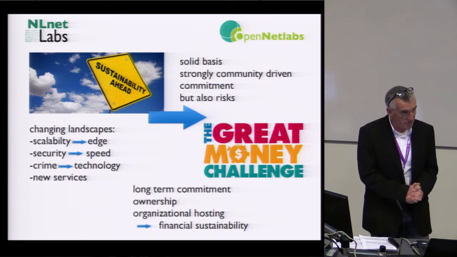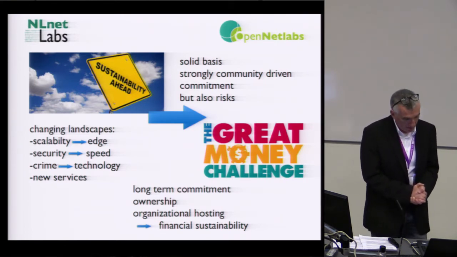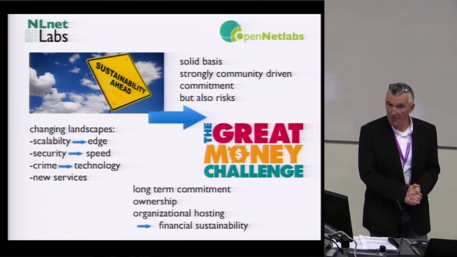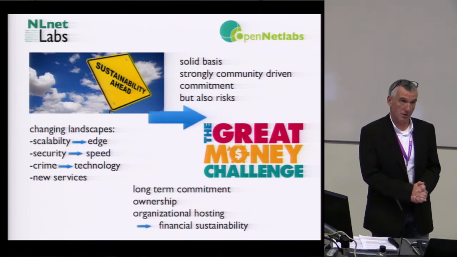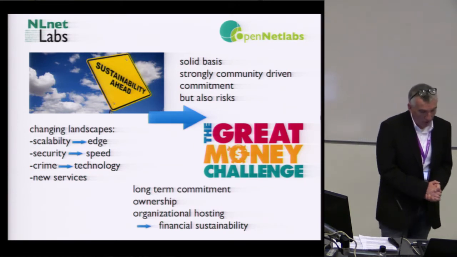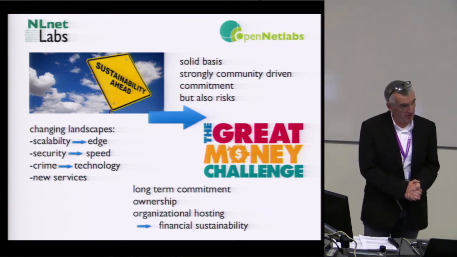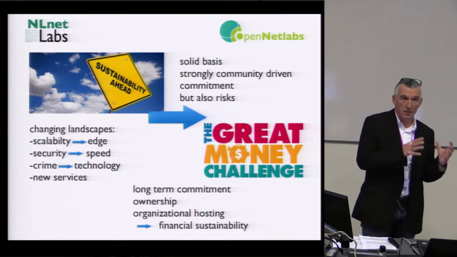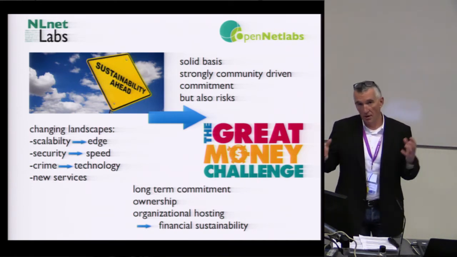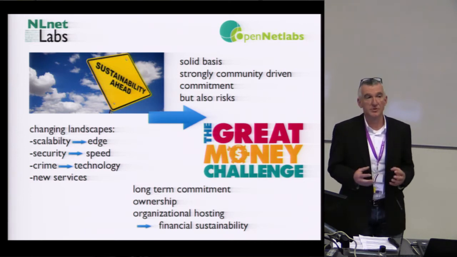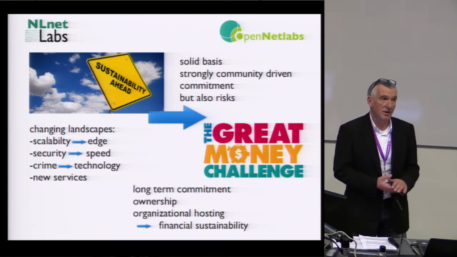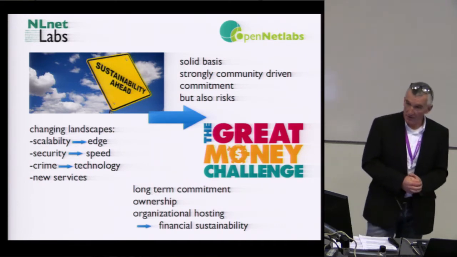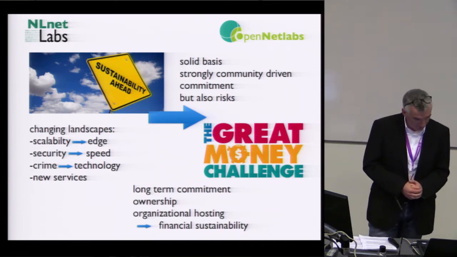However, there is also a risk in this open model. The landscape is rapidly changing, and I would like to mention some of the things that are happening currently. One of the things is the scalability challenge. What I see is that there are movements going on, which I call the edge movements, demanding an incredible amount of development effort in order to make the current DNS system scalable for the future.